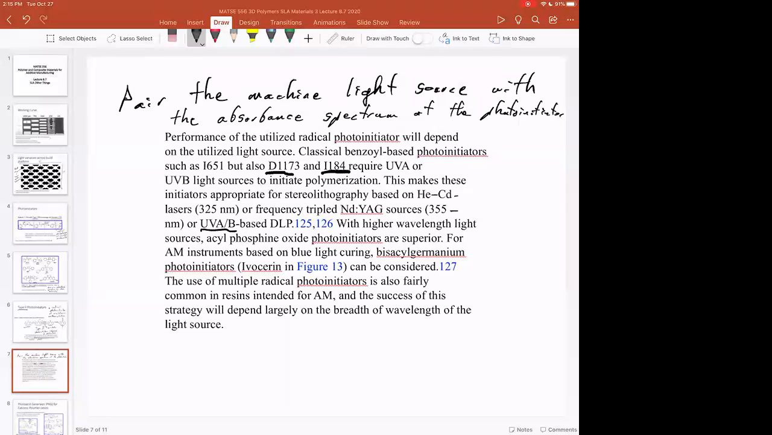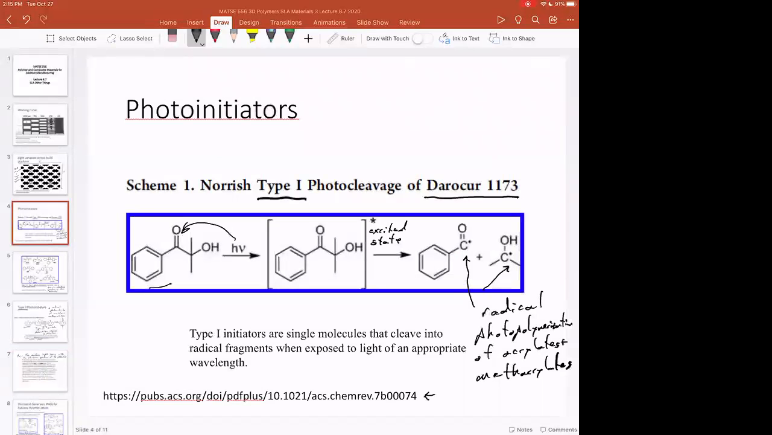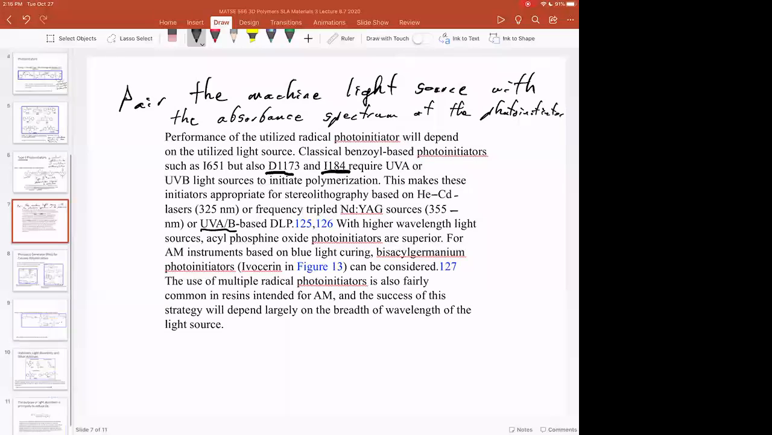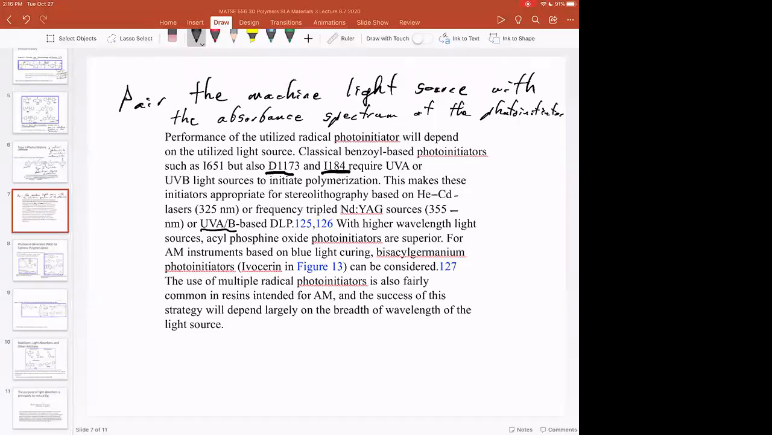Because if you're trying to cure a resin with the wrong light source, it's not going to cure, because the wavelength of the light really determines your initiation. And without the generation of these radicals, nothing is going to happen in your resin. And so you want to make sure that you're using the right light with the right resin. Any questions on that?